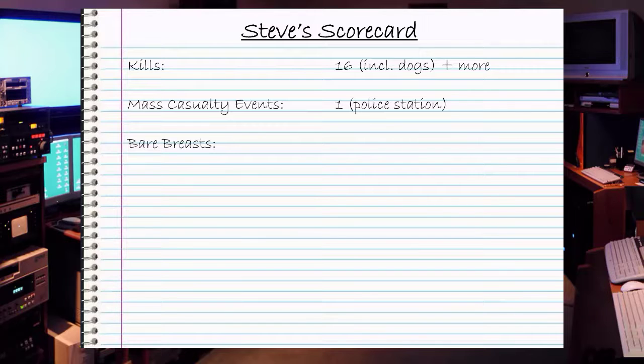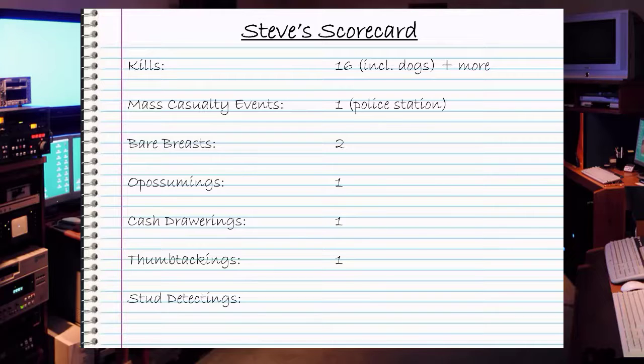Bare breasts. Oh, it's a Halloween film. There's got to be bare breasts, right? Yes, there are 2. Kathleen McKinnon. Possumings, you get 1. Cash drawings, you get 1. Thumbtackings, you get 1. Stud detectings, you get 1. And finally, executive overreaches. Yes, there is 1 incident of extreme police overkill in this film.